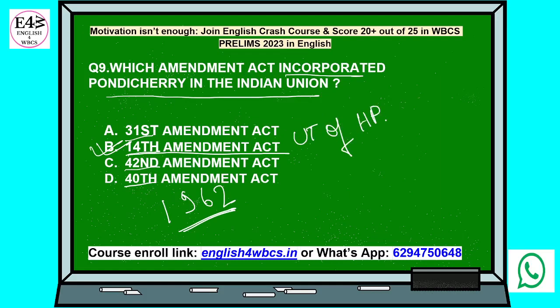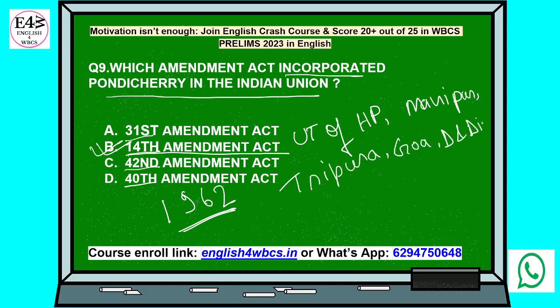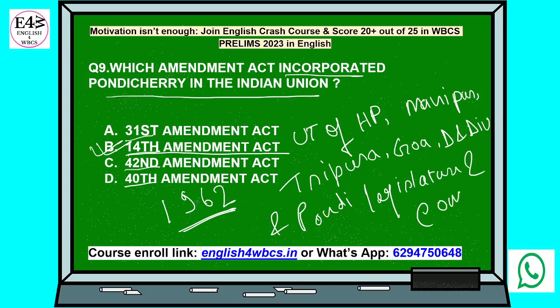Union Territory of HP, Manipur, Tripura, Goa, Daman and Diu, and Pondicherry were provided with legislature and Council of Ministers. So 14th Amendment Act এ শুধু পন্ডিচেরি যে ইনকর্পোরেটেড হয়েছে এটা মনে রাখলেই হবে না, ইউনিয়ন টেরিটরিজ অফ এইচপি, মণিপুর, ত্রিপুরা, গোয়া, দামান এন্ড দিউ, পন্ডিচেরিকে provided with legislature and Council of Minister. Very important.